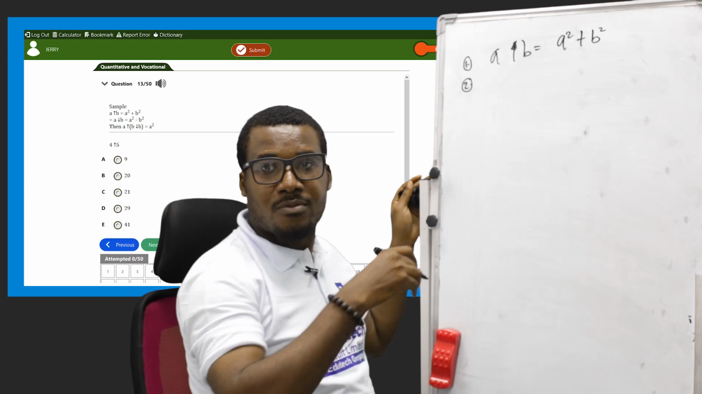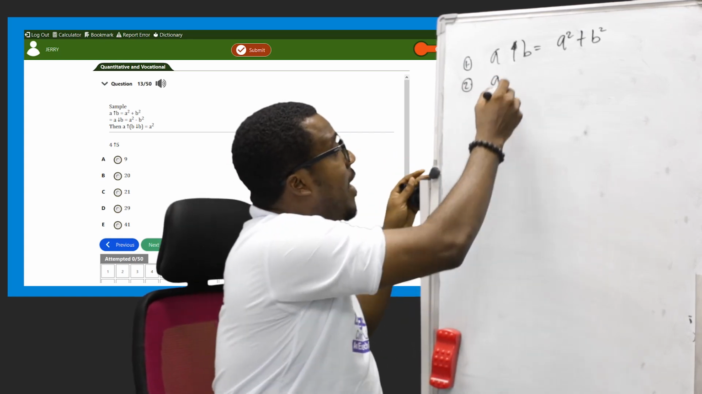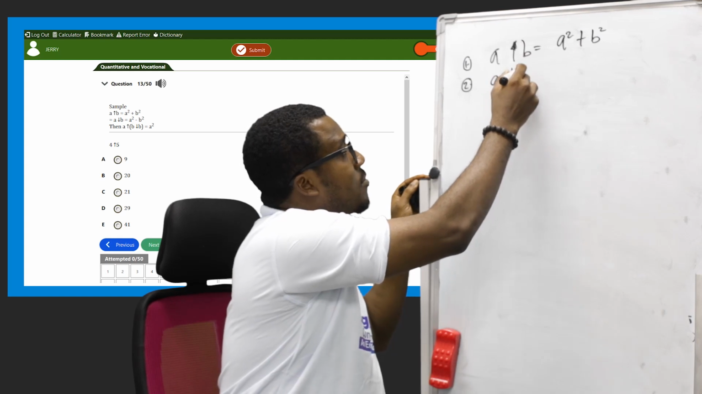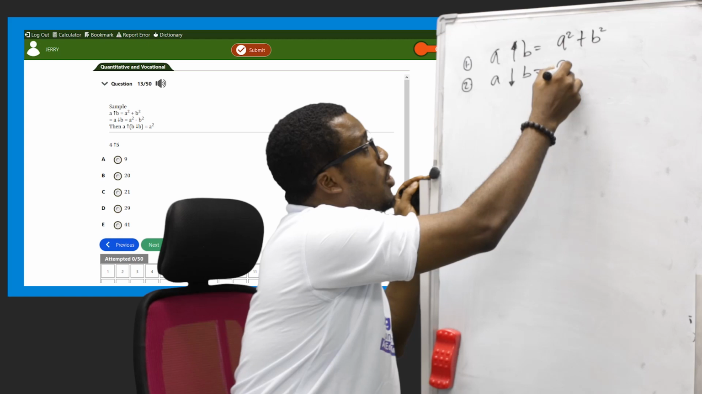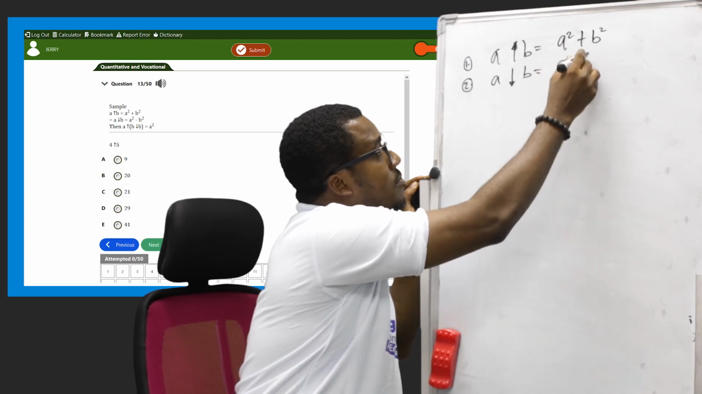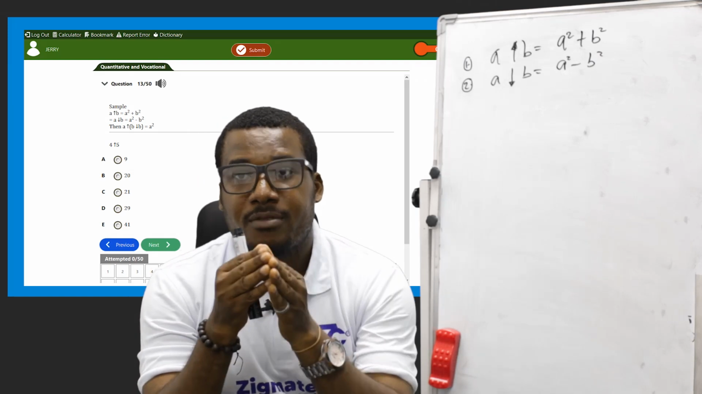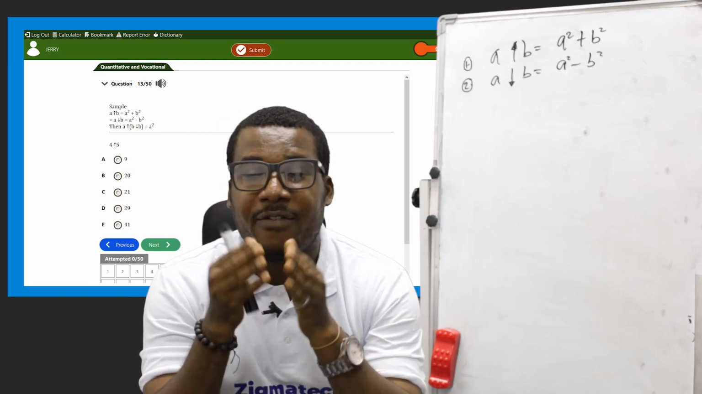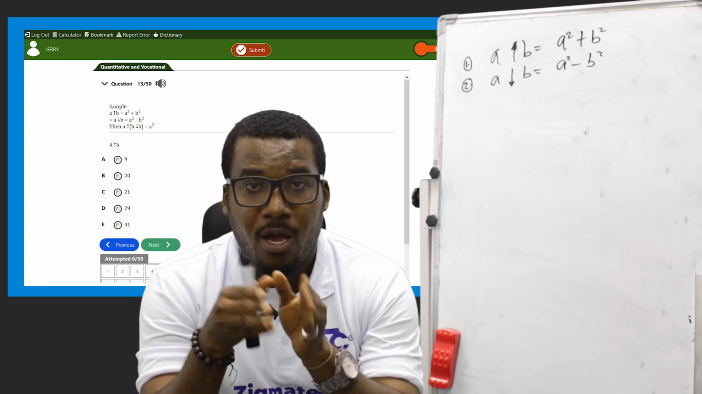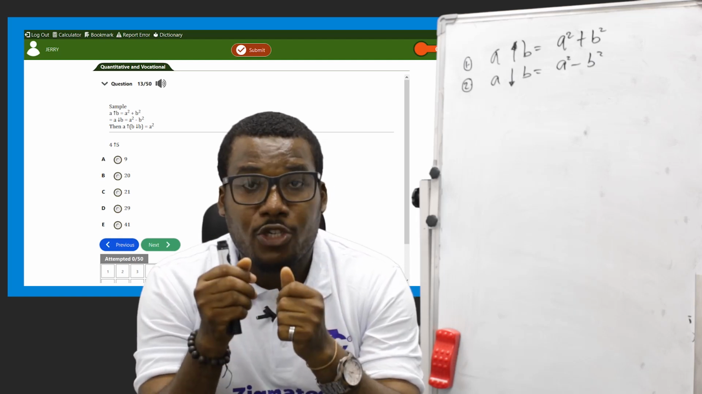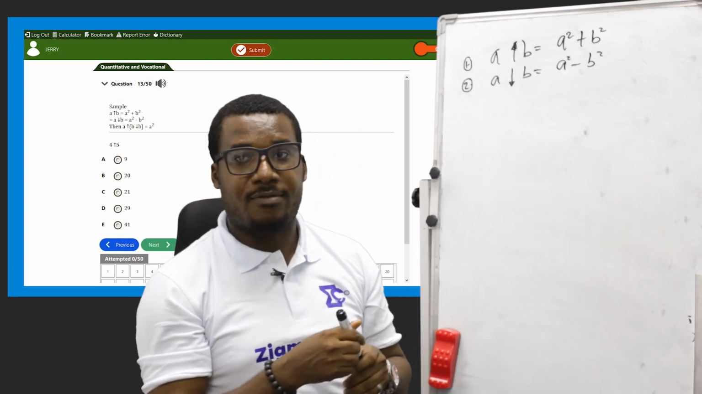Second case: A, arrow pointing down, B is equal to A squared minus B squared. Again, the previous one we did, we had the division for the arrow pointing down. But here we're having the subtraction for the arrow pointing down with both sides squared.